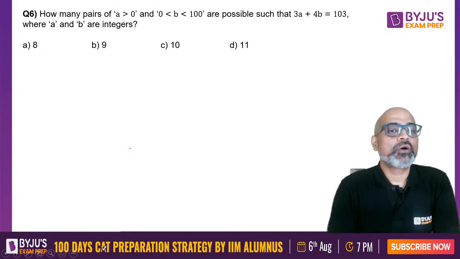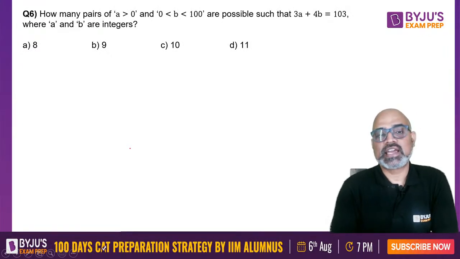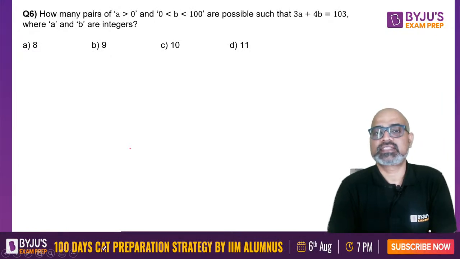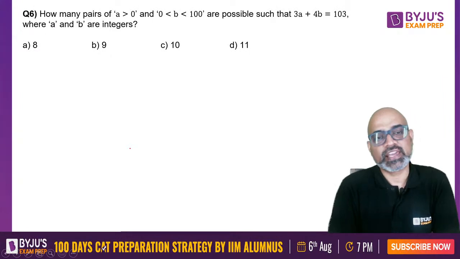Okay, next question. How many pairs of A greater than 0 and B lying between 0 and 100 are possible such that 3A plus 4B is equal to 103, where A and B are integers?